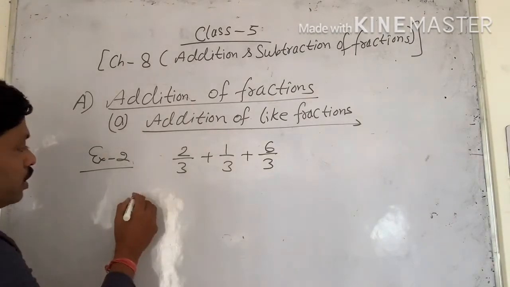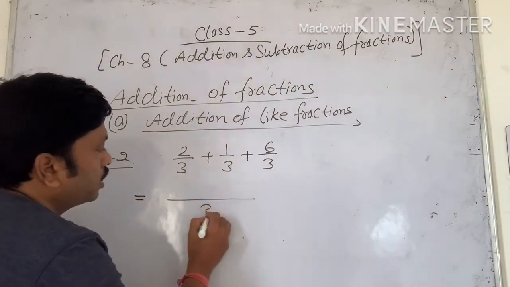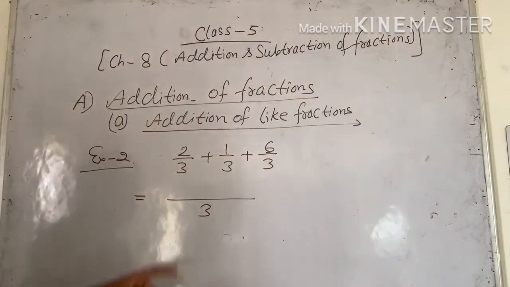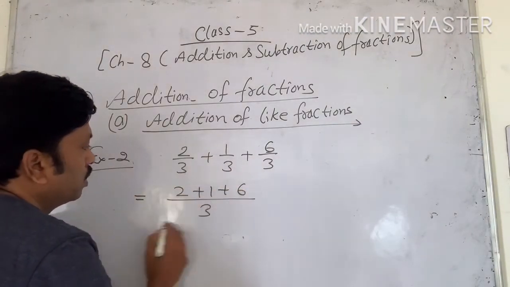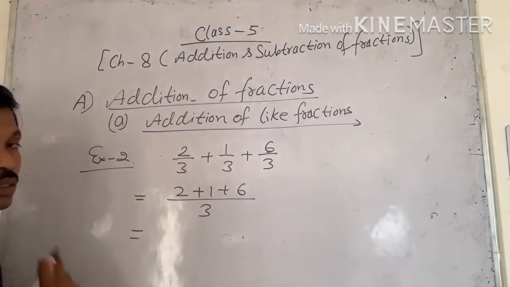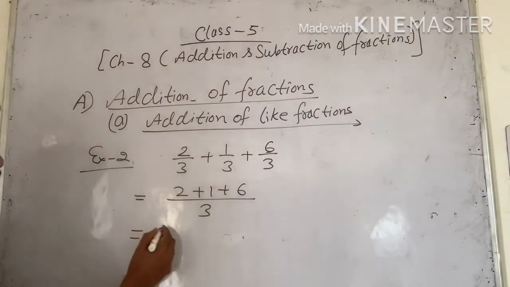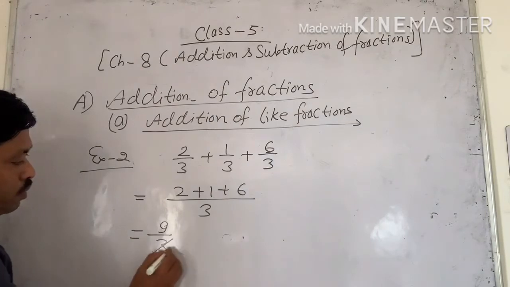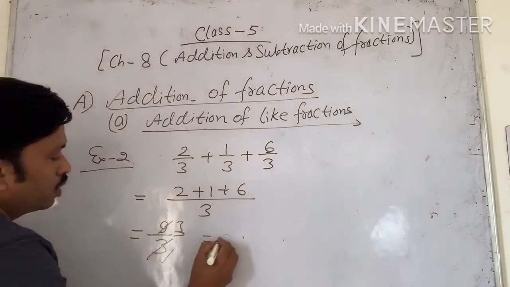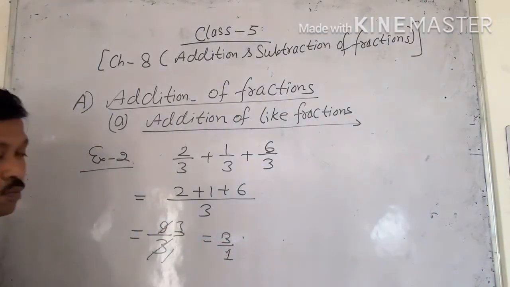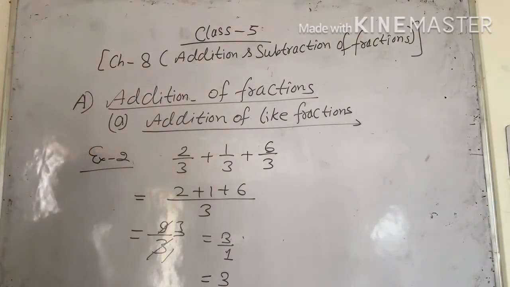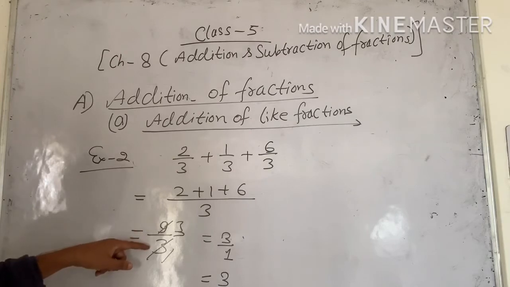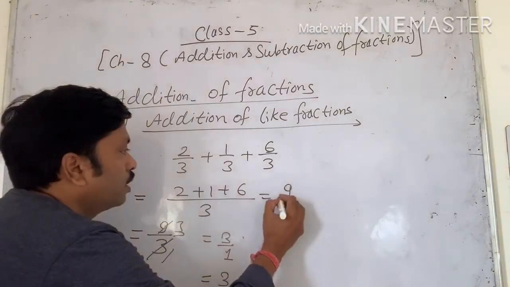So when we add them, 3 is the common denominator of all 3 fractions. Here we add 2 plus 1 plus 6. 2 plus 1 is equal to 3, 3 plus 6 is equal to 9. So we get 9 by 3.